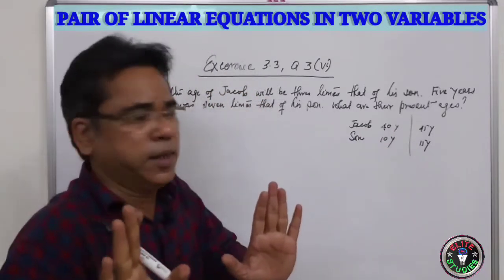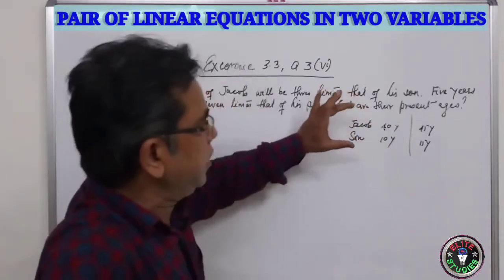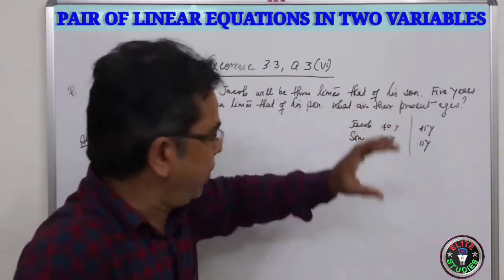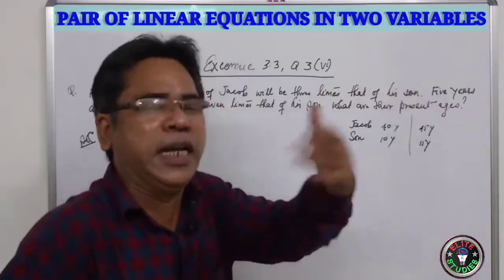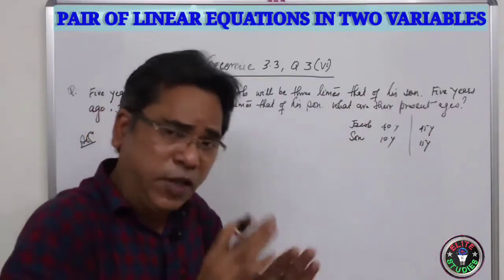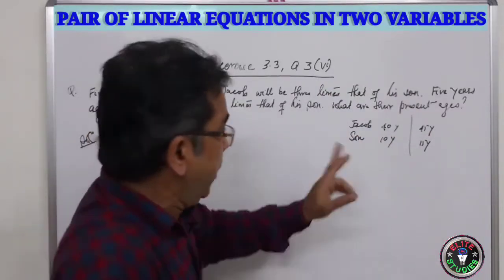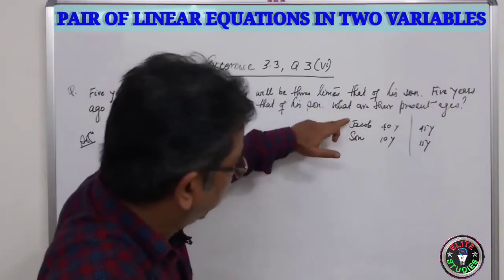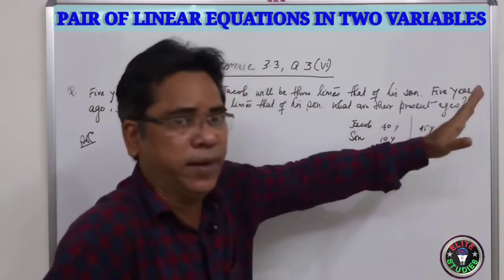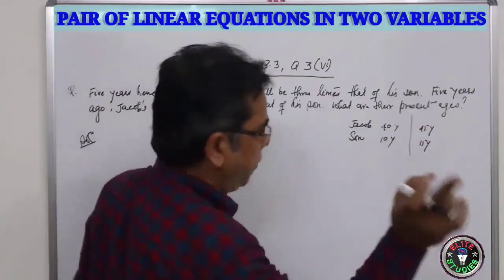That's it, dear students. So the difference between the age of Jacob and son, father and son, will remain the same after 5 years, 10 years, or before 5 years. They are not going to vary. But the number of times the father's age will be more than the son, that will vary.